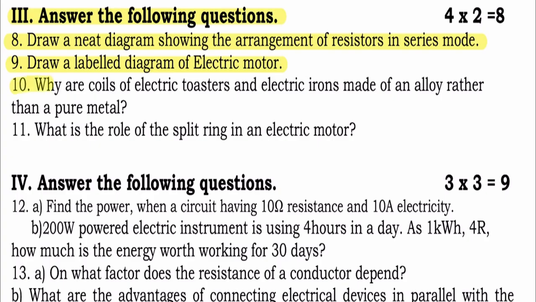Next, question number 10. Why are coils of electric toasters and electric irons made of an alloy rather than a pure metal? Okay, the answer for this question is the coils of electric toasters or irons are made of an alloy instead of pure metal. It's because the alloys have several advantages like higher resistance, higher melting point, greater durability, and alloys are more resistant to corrosion than pure metals. Okay, next question number 11. What is the role of the split ring in an electric motor? The split ring in an electric motor reverses the flow of current in the coil after every half rotation to ensure that the coil continuously rotates in the same direction.